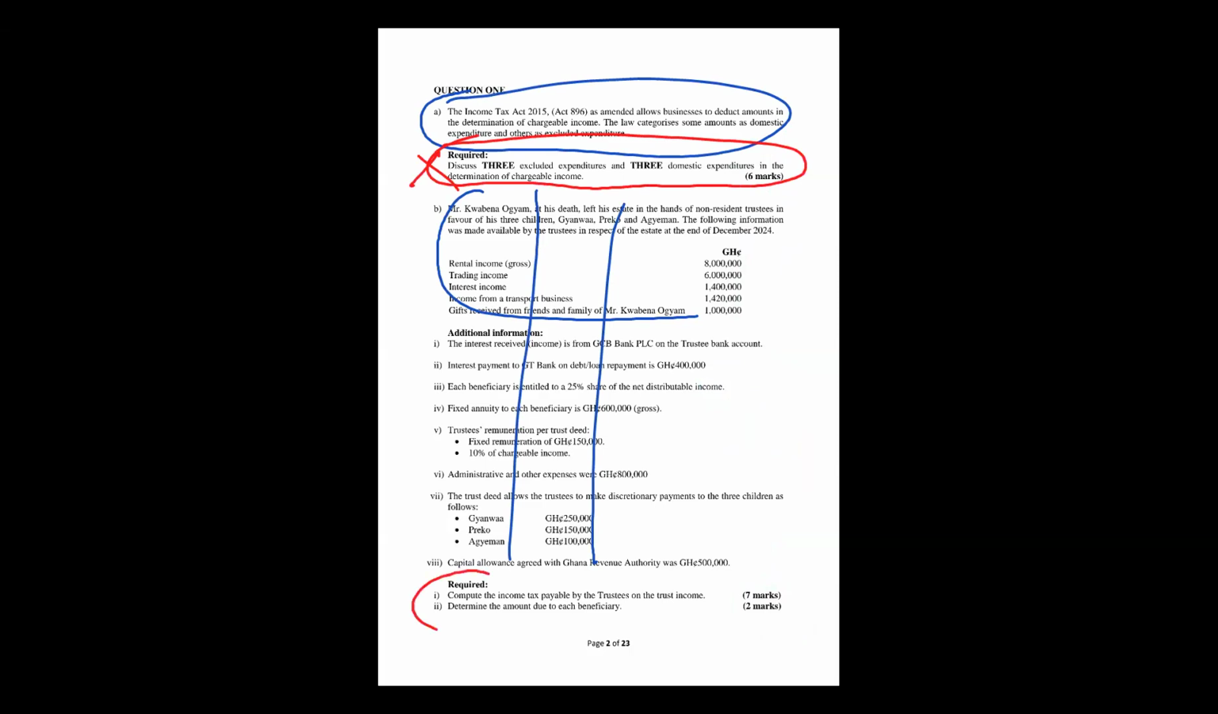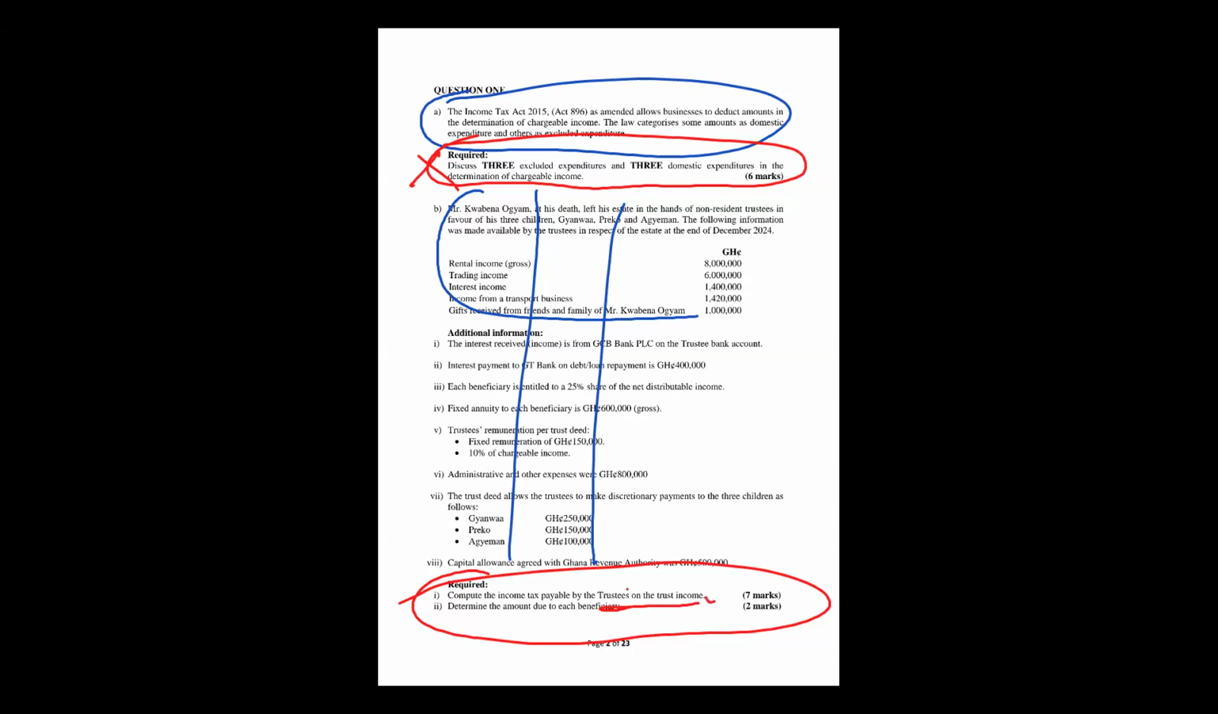Then here, down here. For example, it says compute the income tax payable by the trustees. So it's a trust, and the trust was part of the format we did. There was a trust, right? So compute the income tax payable for trustees on the trust income.